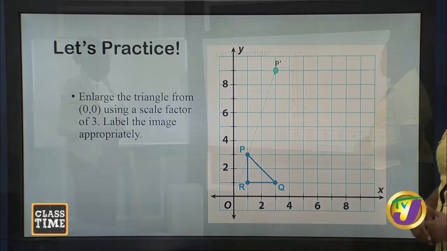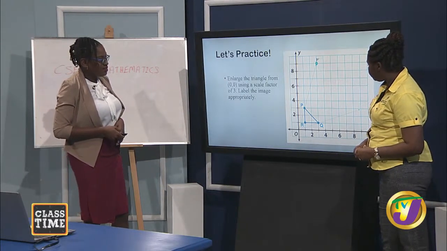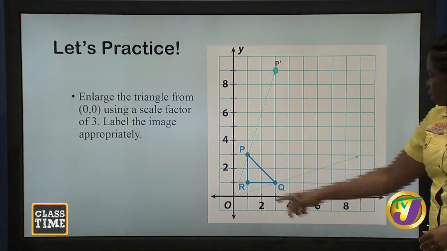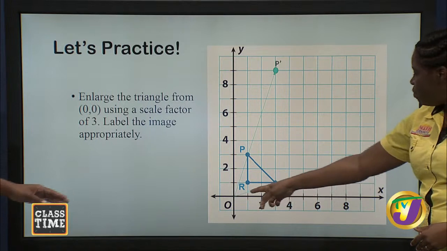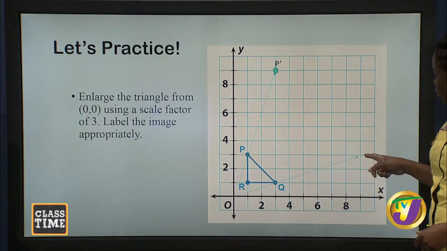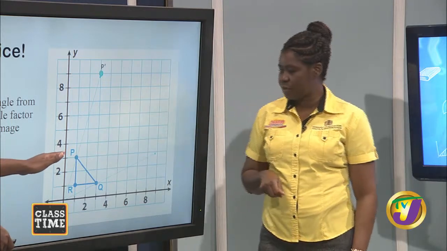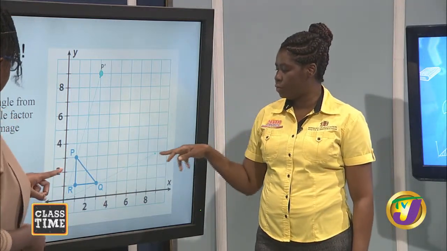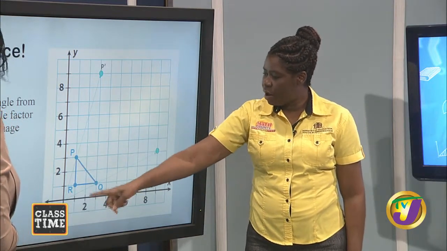Right. So if we do the same thing with point Q, we see that the distance from the center of enlargement to Q is 3 units on the x-axis. And I'd multiply that by my scale factor. 3 times 3 would give me 9. So it would be 9 on my x-axis. And it must be on the same line segment, right? Yes. So you see where we extended this line segment. So we know that the point is going to be at 9, 3.